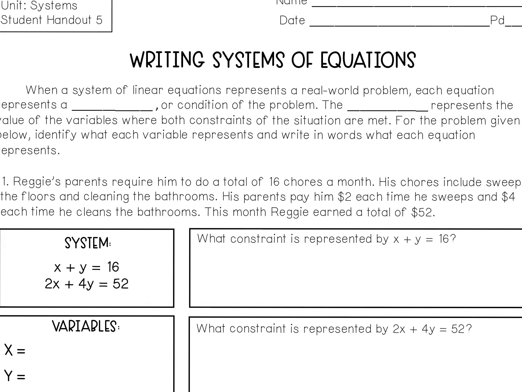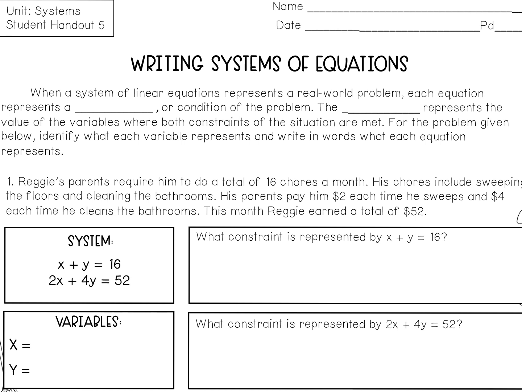When a system of linear equations represents a real-world problem, each equation represents a constraint or a condition of that problem. So what are we trying to figure out? The solution to the system represents the value of the variables where both of the constraints or the conditions of the situation are met. So when both equations are equal. For the problem given below, identify what each variable represents and write in words what each equation represents.